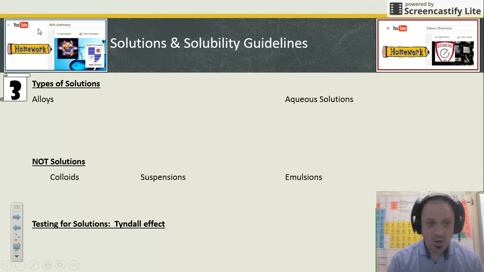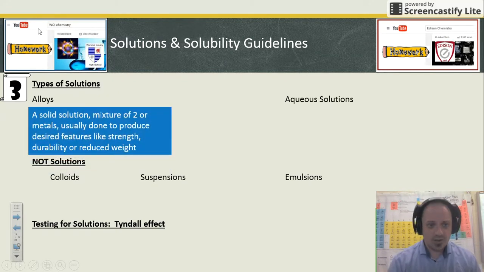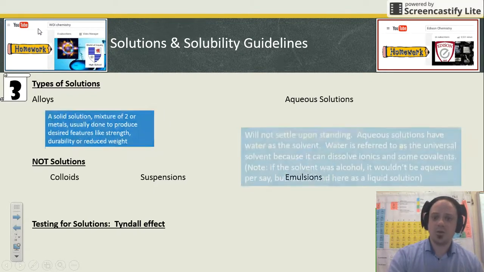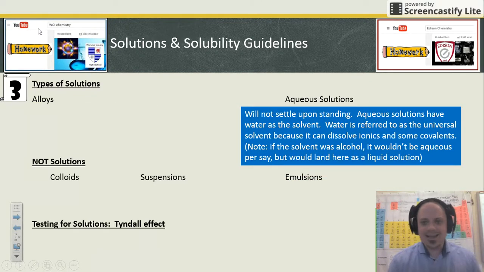Okay, so there are types of solutions. Alloys: a solution or mixture of two or more metals, usually done to produce desired features like strength, durability, or reduced weight. Said that in the lecture on vocab. Here it is again. The other type of solution, aqueous. This is not going to settle upon standing. Aqueous solutions are water-based solvents, and water is referred to as the universal solvent because it can dissolve ionics and covalents alike. If the solvent was alcohol, it wouldn't be an aqueous solution, but it would be a liquid solution.